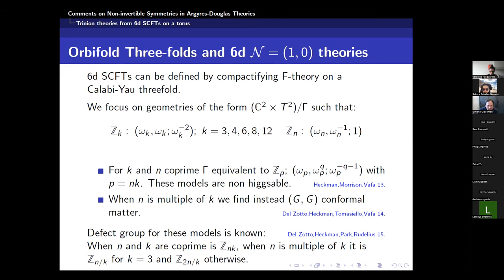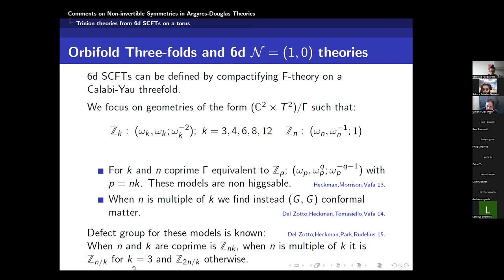Also, the defect groups of these models are well known, and were worked out in this paper. Whenever N and K are coprime, this is just Z_N. Here I'm just discussing two-form symmetries. Instead, when N is a multiple of K, we have Z_{N/K} for K equal 3 and Z_{2N/K} otherwise. It will turn out that the one-form symmetry of all our trinion theories will be a subgroup of these defect groups in 6D. So the one-form symmetry for our 4D theories is a subgroup of the two-form symmetry of the 6D theory.